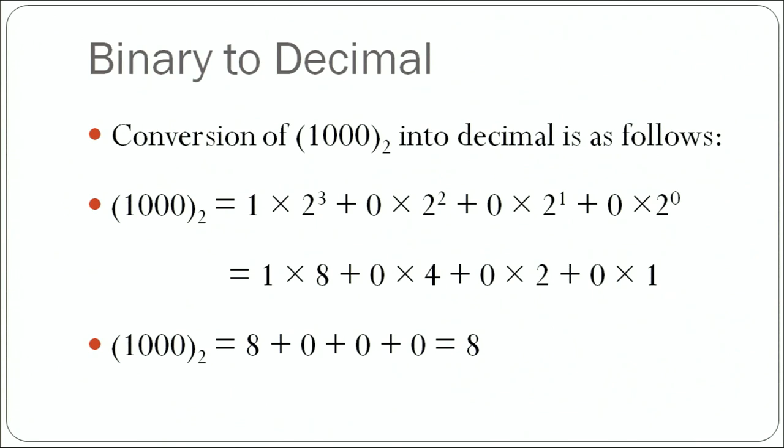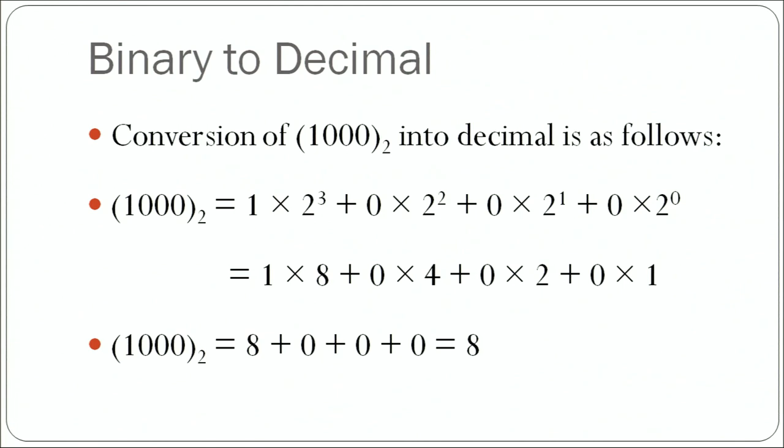So the formula that you see on your screen is 1 into 2 raised to power 3. Then we are adding 0, which is the second digit, multiplied by 2 raised to the power 2. Then we are adding the third digit multiplied by 2 raised to the power 1. And then we are adding the last digit, which is the fourth digit, multiplied by 2 raised to power 0. And now we will calculate it as a simple arithmetic calculation.